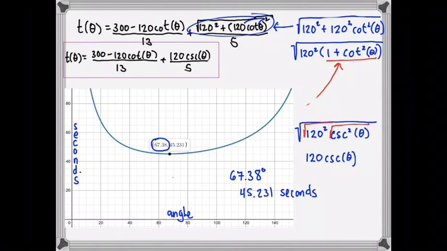So lots of moving parts to this one, but at the same point, it's a good problem that really puts all the pieces together that we've been learning so far. So that's how you do that one, and I'll see you in the next video.